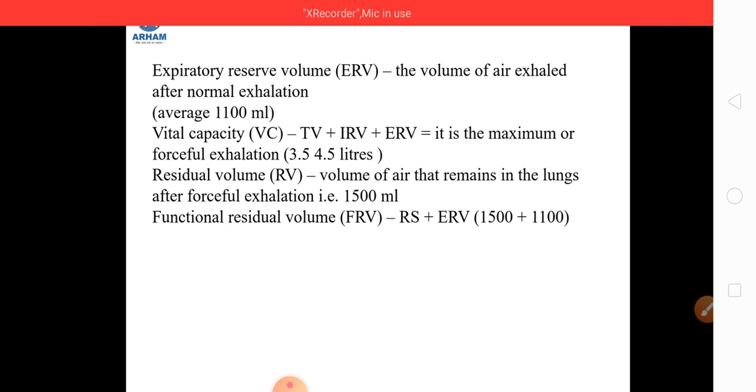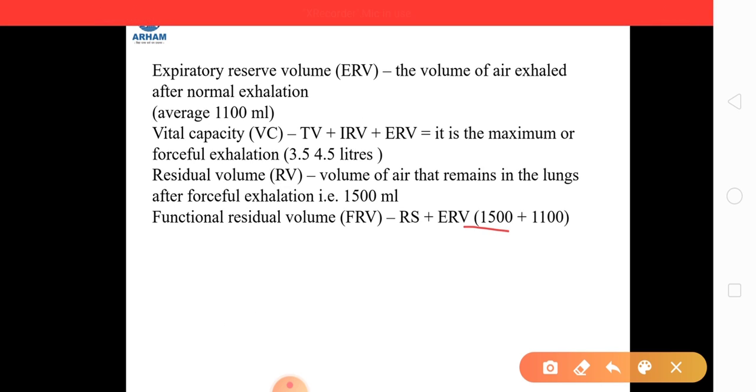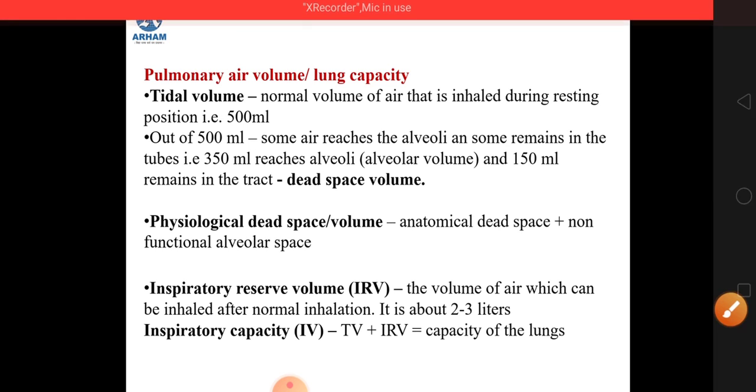Then there is functional residual capacity, which is abbreviated as FRC. This is the residual volume plus the expiratory reserve volume. So you can say about 1500 ml of the residual volume, and then 1100 ml of the expiratory reserve volume, is the functional residual volume.